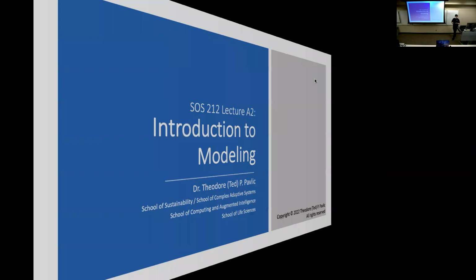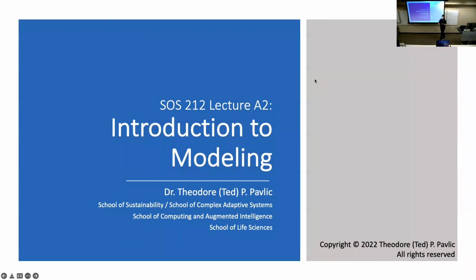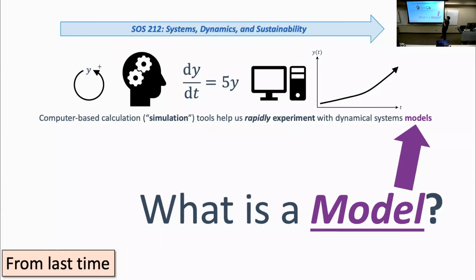So last time we talked about the introduction of the course and the basic idea of the focus of this course and simulation modeling. We started to introduce a model, and we specifically said that in this course we are going to be using computer-based calculation or simulation tools to help us rapidly experiment with dynamical systems that we might see in sustainability, and these are going to be dynamical systems models, simulation models. And so we brought up this question, what is a model?